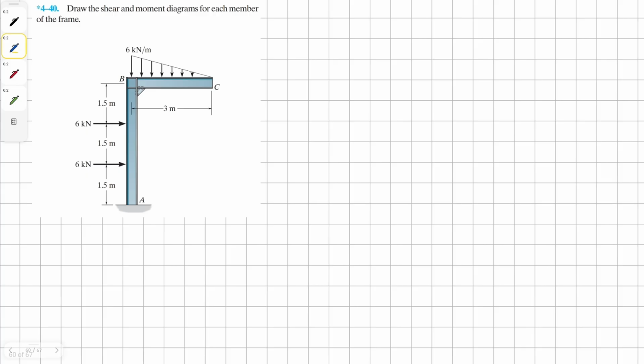Draw the shear and moment diagram for each member of the frame. To solve for this frame, we would have to solve the members individually. So we know A and B are fixed connections. So we're going to begin with member AB. Let's draw its free body diagram.